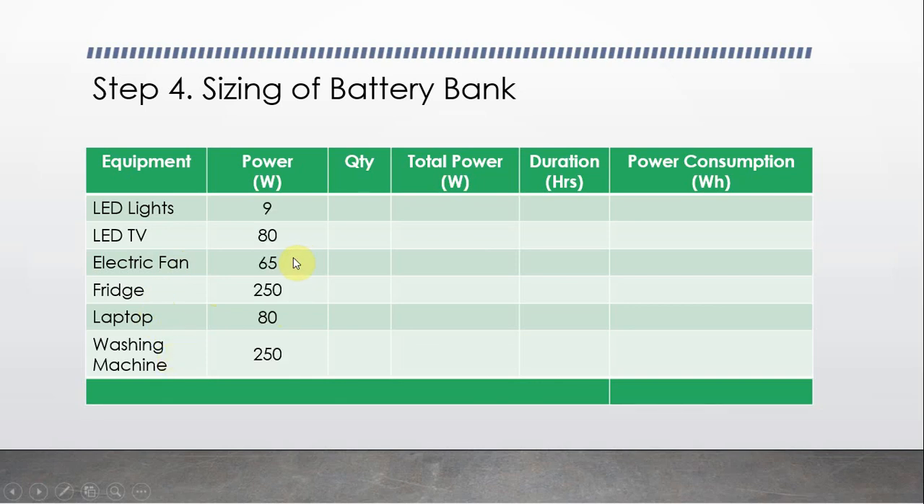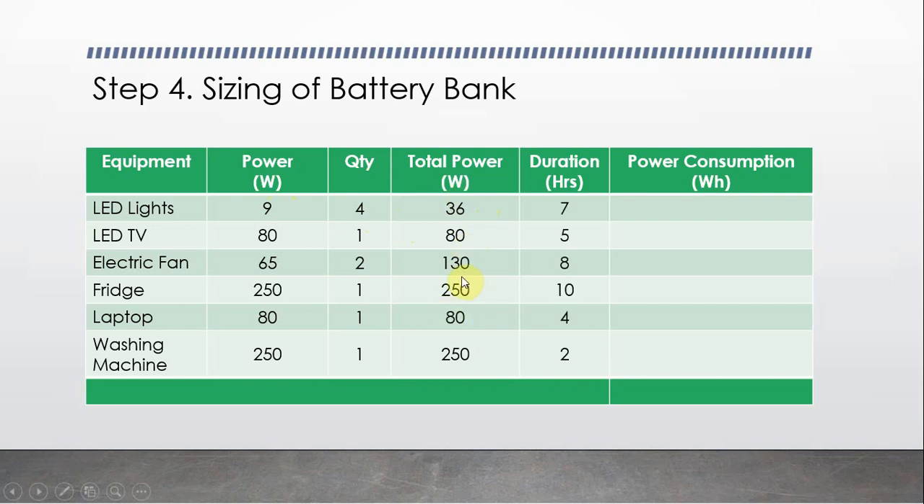Next, we list down the unit power for each of our appliances. Next step is to list down the quantity for each of our appliances. For example, we have 4 LED lights, 1 TV, 2 fans, a fridge, a laptop, and a washing machine. Next, we multiply this unit power by the quantity to get the total power for each type of equipment. So for example, for the LED lights, 9 watts each light times 4 quantities, we have 36 watts for the LED lights, and so on and so forth.